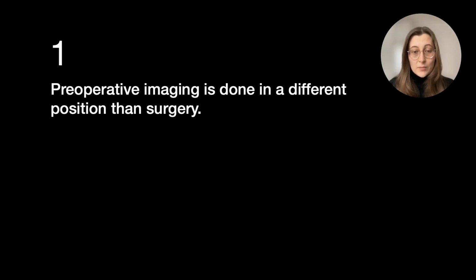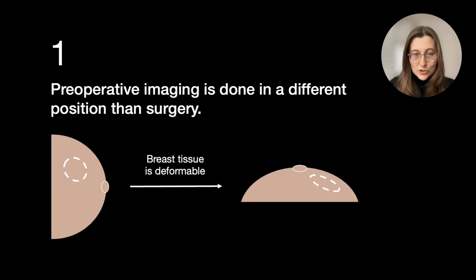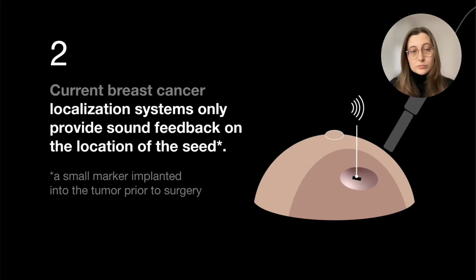Firstly, preoperative imaging is done in a different position than surgery. For example, mammography might be used during diagnosis. During mammography, patients are in a sitting or standing position. However, in surgery, the patients are lying on their back. And because the breast is deformable, the tumor location and shape will change from preoperative to intraoperative.